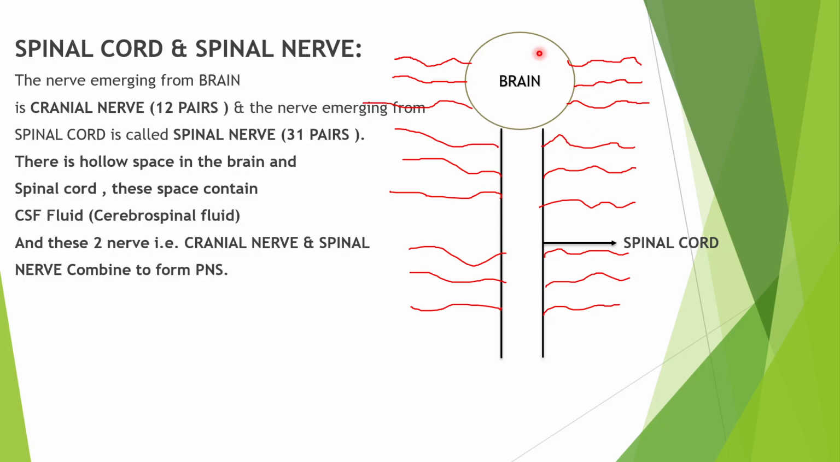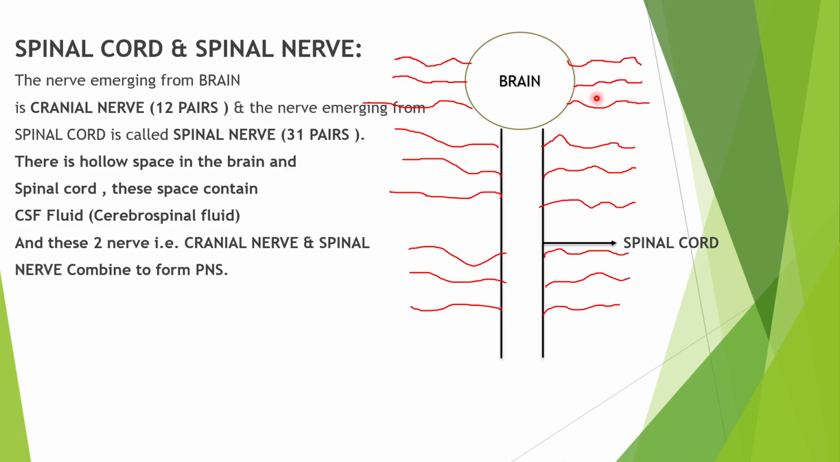Okay, so let us consider that this one is the brain. This is our brain, and this one is the spinal cord. The nerves, these red lines, are known as the nerves, as I show here. These are the nerves, and in the spinal cord these are also nerves. The nerve which emerges from the brain is known as the cranial nerve, which is 12 in number. It is showing 3 here, but it is 12 in number.